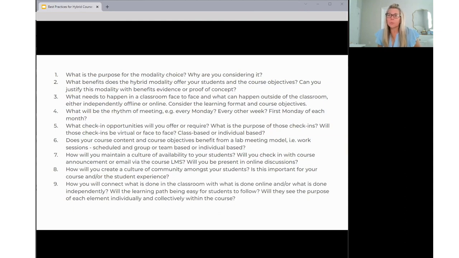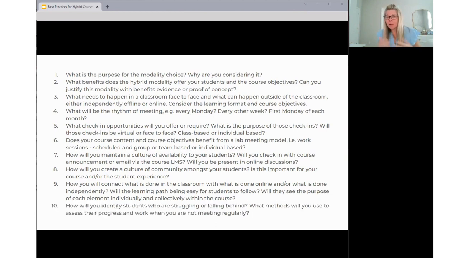And how will you connect what is done in the classroom with what is done online or independently? Will the learning path be easy to follow? Will students see the purpose of each element, both individually and collectively within the course? Will it make sense to them why they're doing some things in the classroom and how their out-of-class experience fits into that, although separate? There should be connection between the two, and it should be clear to students.